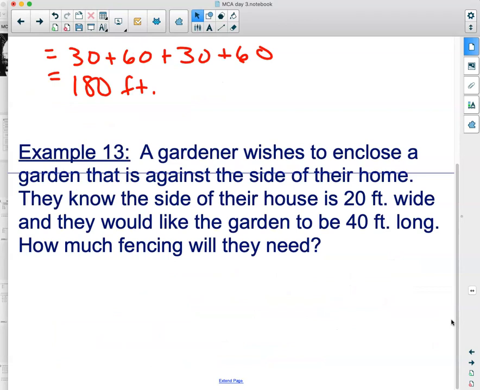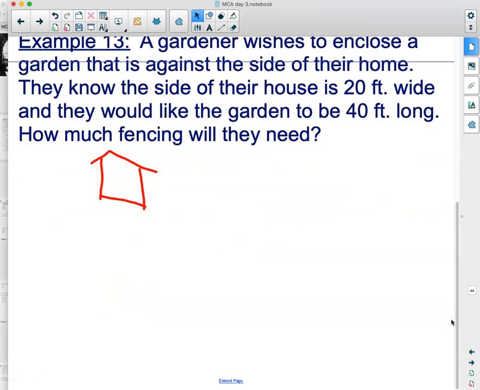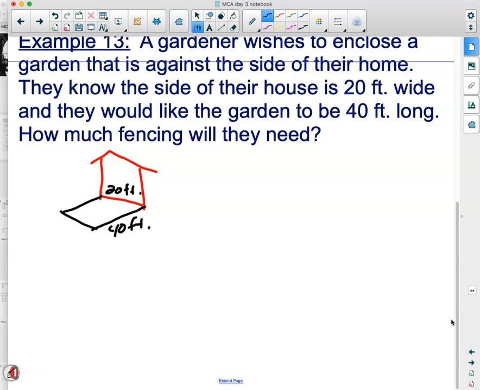All right, another fencing problem. A gardener wishes to enclose a garden that is against the side of their home. Oh, now that's going to be different. Because you're not going to need to put fence on the side of your house. Your house is already there. So they wish to enclose a garden that's against the side of their home. They know the side of their house is 20 feet wide. And they would like the garden to be 40 feet long. How much fencing will they need?